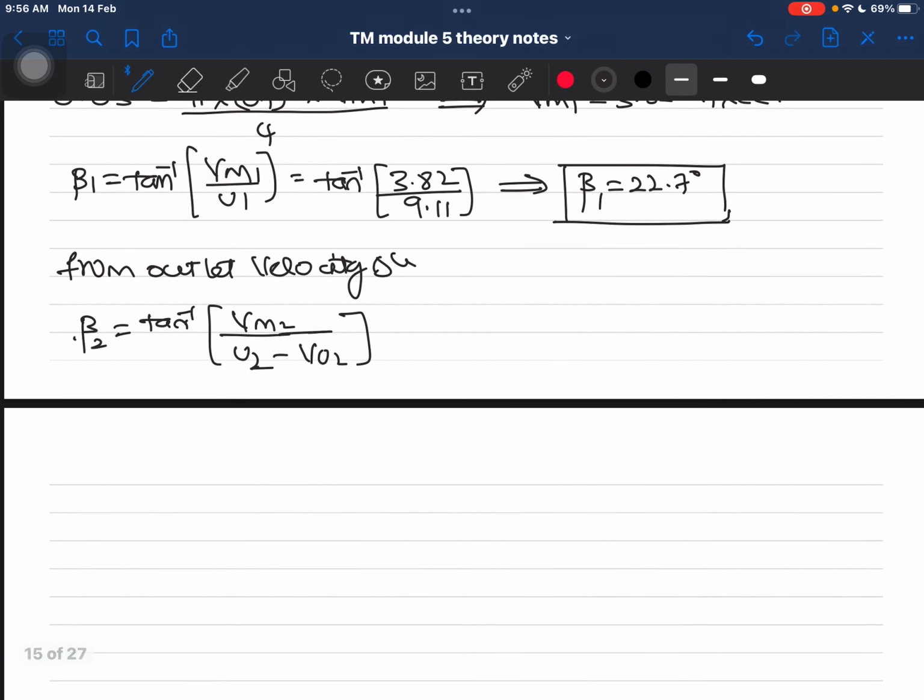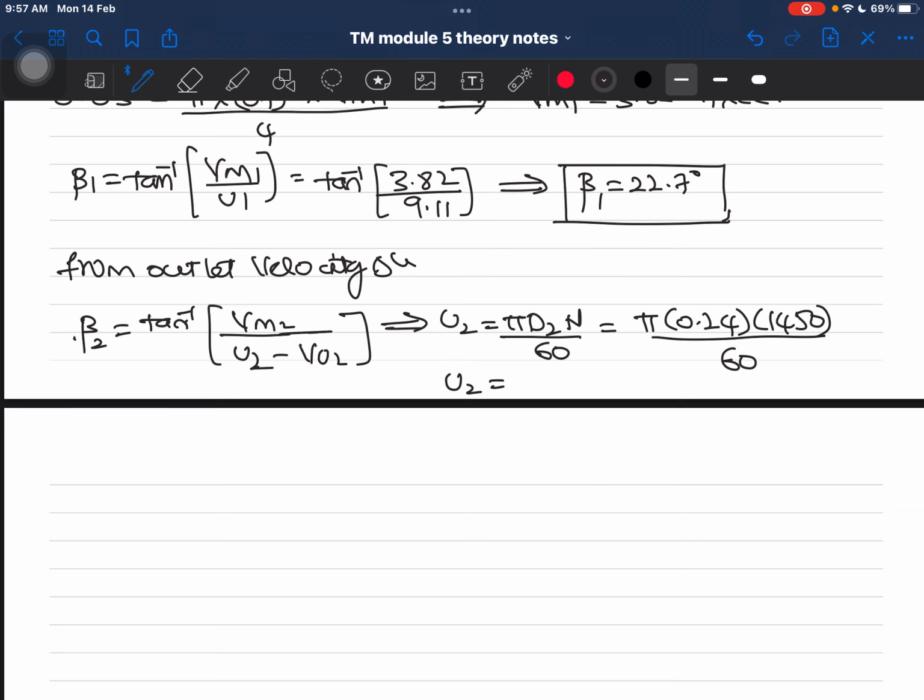Next, I guess you can calculate the value of U2. Easy. It is pi d2 n divided by 60. That is equal to pi into 0.24 into 1450 divided by 60. So from this, the value of U2 is 18.22 meters per second. Okay, so this is how you calculate the value of U2.